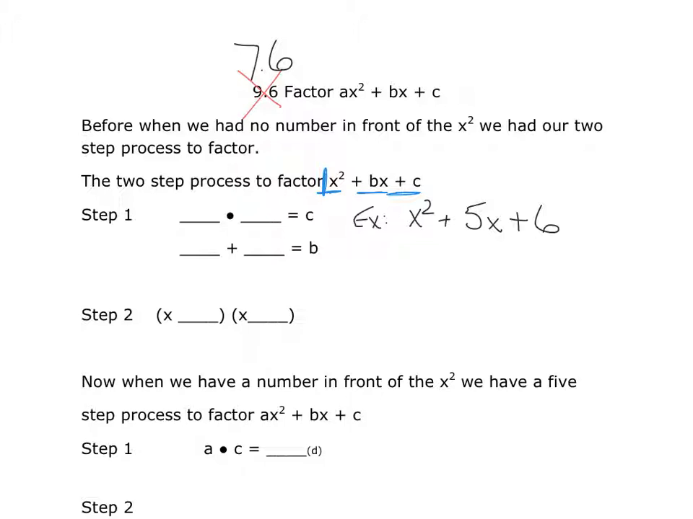So the two-step process would give me a value p and a value q that were multiples of a value c, but added up to a value b. So p times q is c, and that's what we deal with first, and then make sure that it works for p plus q equals b. And then our answer was simply x plus p, x plus q. And sometimes we ended up having different signs and having to deal with those negative signs would factor in.